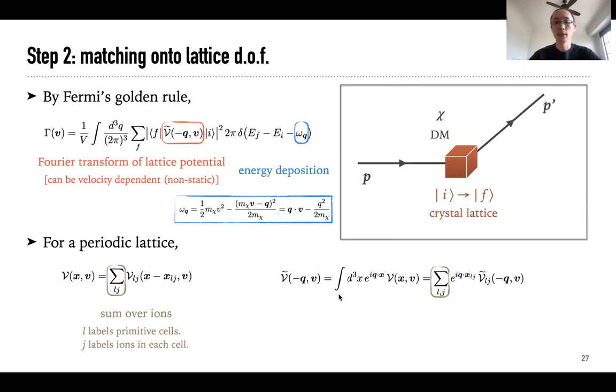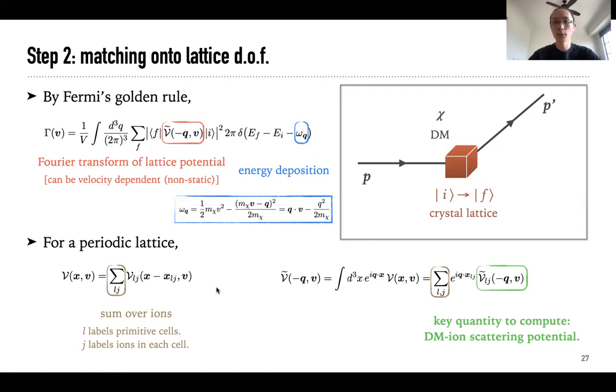And to take the Fourier transform, we see again that it's a sum over the ions, and each of them is accompanied by a phase factor. So the key quantity to compute is therefore the dark matter ion scattering potential. Once we have those, we can just add them up and then compute the matrix elements, and that will be the goal of the next step.